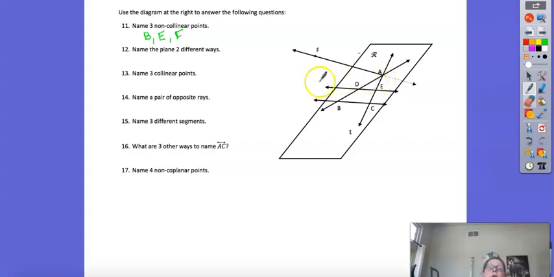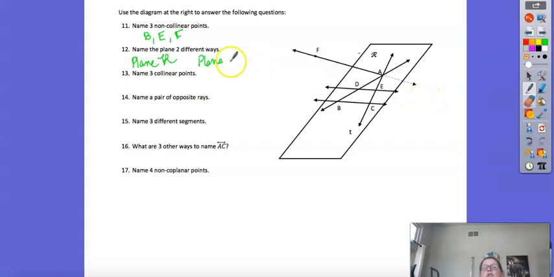Okay? If I want to name the plane 2 different ways, notice the scripted R up here. I can say plane scripted R, or I can say plane, and I better pick 3 points on the plane. Do you notice that this guy here, see how it has those little dots there? That means that's like having the plane as a piece of paper, and I've taken a pencil and I've kind of stuck a hole in the paper. And so part of that line is off the plane going up, and the other part is down below.